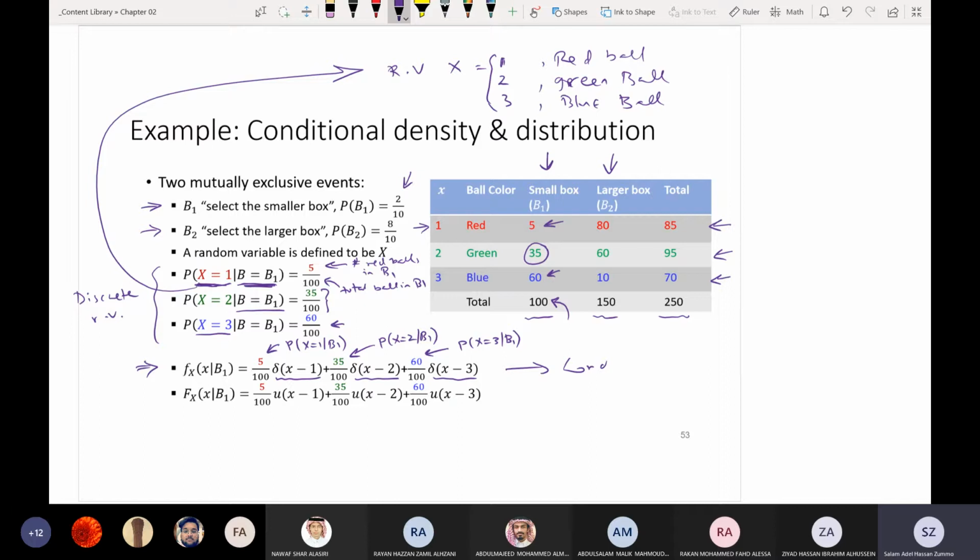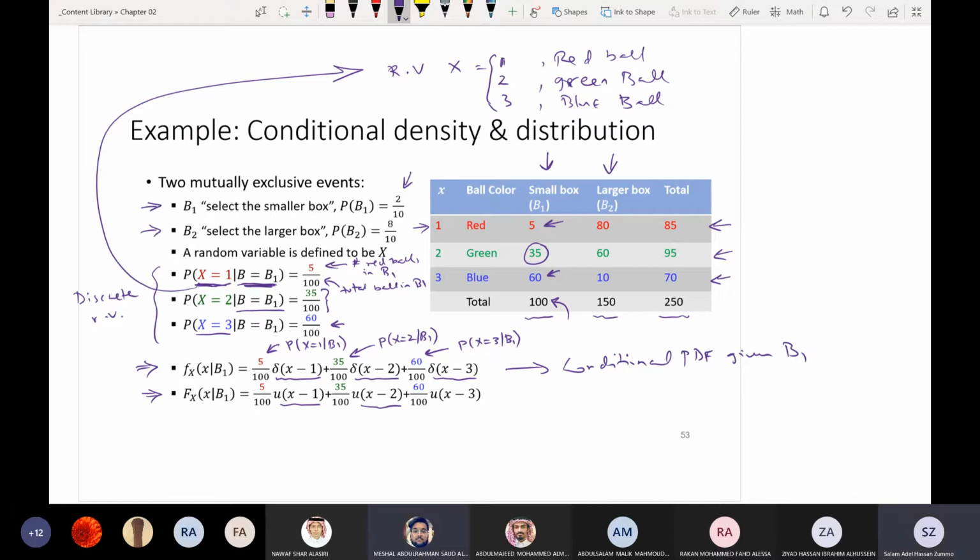So this is a conditional PDF given B1. Now integrating this gives me the conditional CDF. So you have a step function at 1, multiplied by the probability that x equals 1 given B1, another step function at 2, multiplied by the probability that x equals 2 given B1, and so on. Clear, guys?